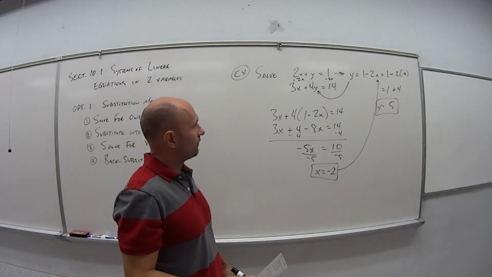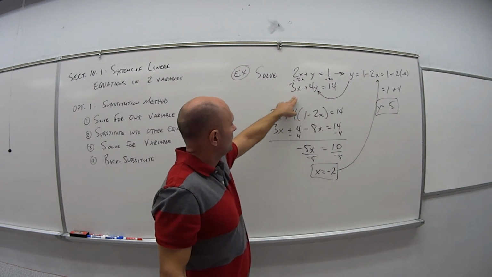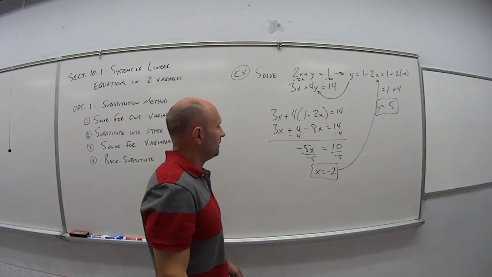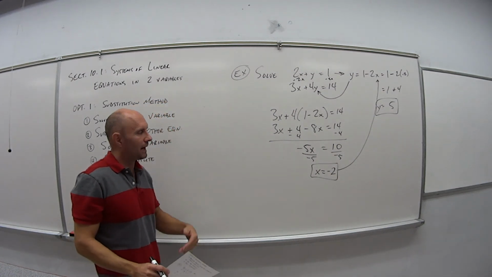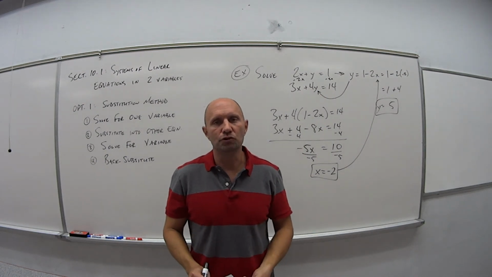We could check our answers if we want, plug it into the other equation. We should get that they're equal. So you got -6 plus 20 is 14, so we can be pretty sure that the answer we got, x is -2, y equals 5, is the right solution.